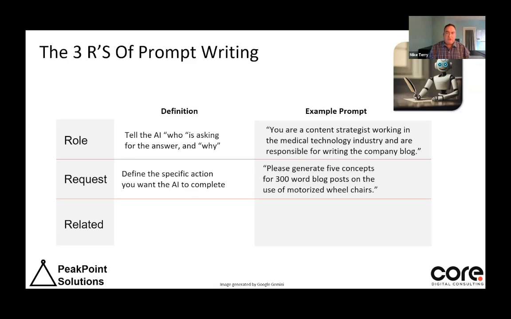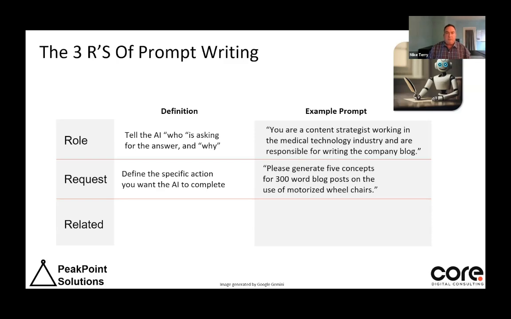As Doug mentioned earlier, you can synthesize a 5,000 word article or document into 50 words. And so, blog posts, the typical length of a blog post is 200 to 500 words. 300 words is a good size. So we say, please generate 5 concepts for a 300-word blog post on the use of motorized wheelchairs. So then the AI would output to you 5 different concepts. Here's 1, here's 2, here's 3, based on the prompt that you put in there.